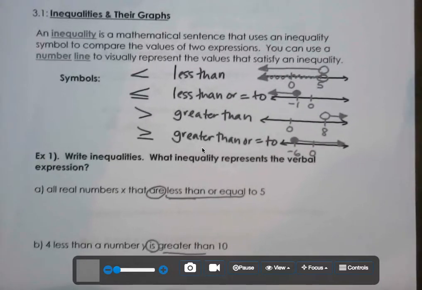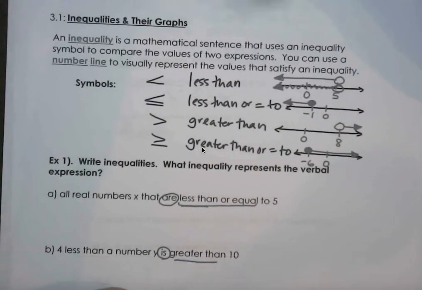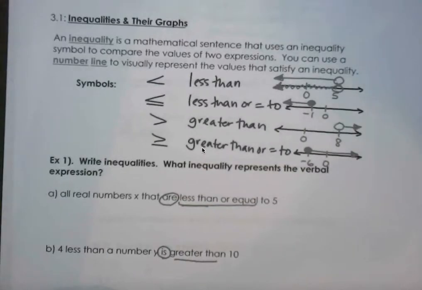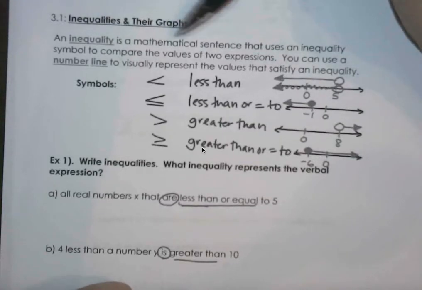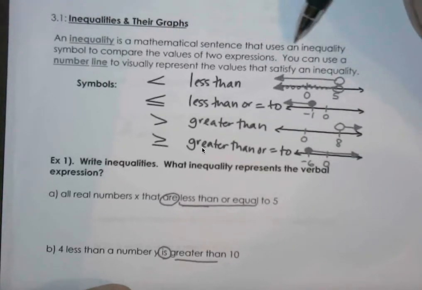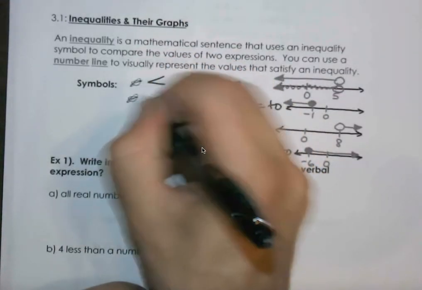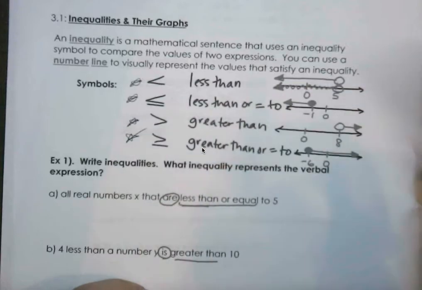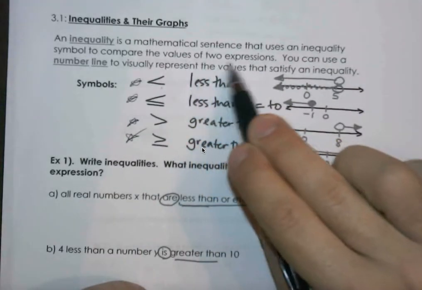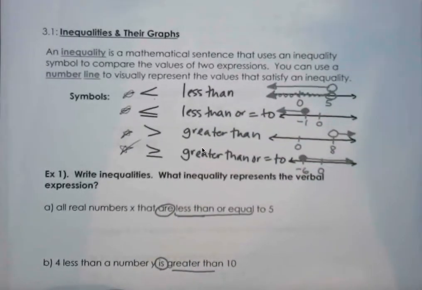Taking a look at 3.1, congratulations on making it to here, the third chapter, dealing with inequalities and their graphs. So what's different? What's new here? An inequality is a mathematical sentence that uses an inequality symbol. The symbols are seen here, here, here, and here to compare the values of two expressions. So where have you probably seen this before?